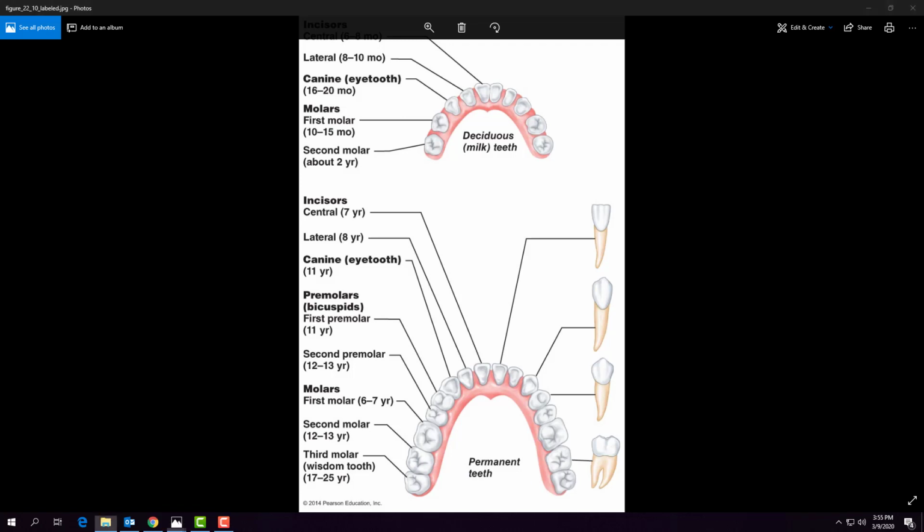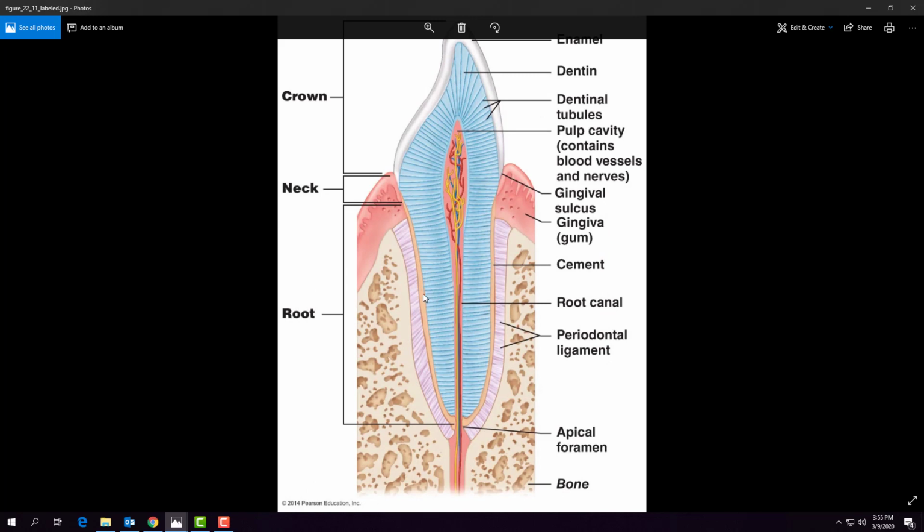Okay, a tooth looks like this. The crown of the tooth is the part of the tooth that sticks up out of the gum. The neck of the tooth is surrounded by the gum, or the gingiva. And then the root of the tooth is down in the bone in an alveolus. Each socket that a tooth is found in is an alveolus, like the alveoli that you find in your lungs.